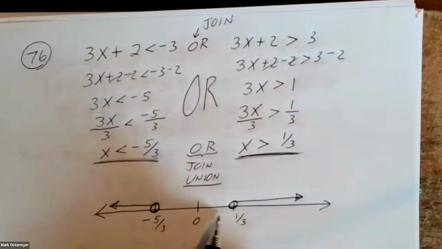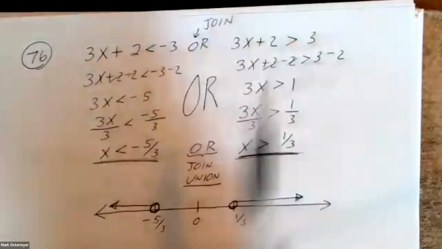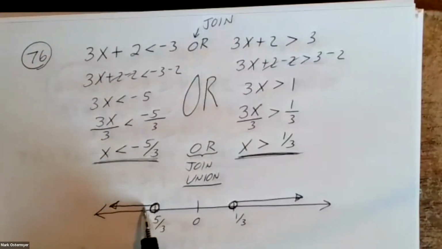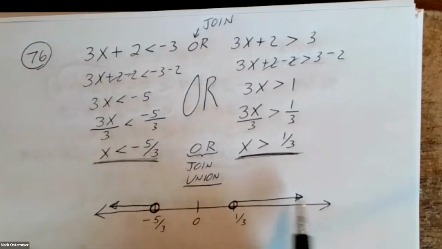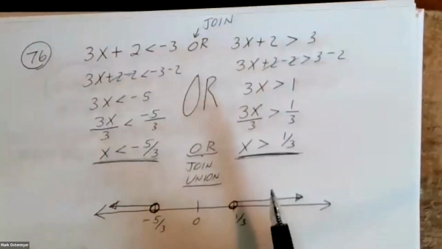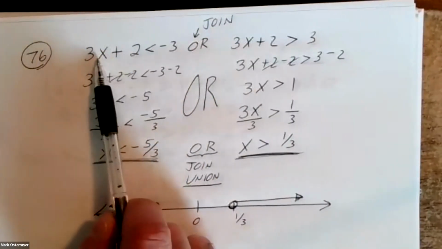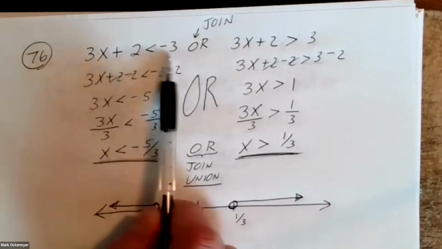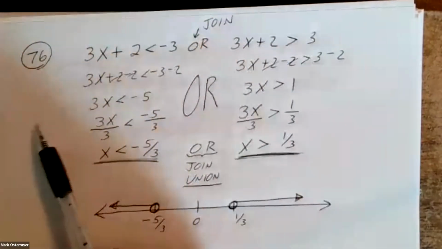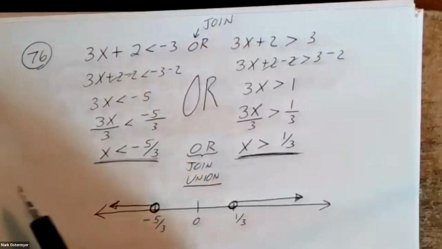You are looking at the graph of the solution set to this compound OR inequality. As long as we choose a number that's either less than -5/3 or greater than 1/3, it will be a solution to this entire OR statement. You see, for an OR statement to be true, at least one of these component statements needs to be true. Both do not have to be true. As long as one of them is true, the whole OR statement's true.